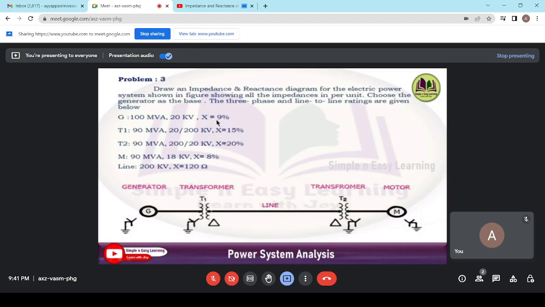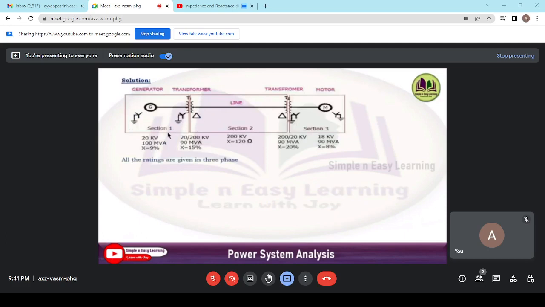Here the reactance value X for generator, transformers and motor is given in percentage. So 9% in the sense it is 0.09 per unit, so you need to consider that as per unit. And the single line diagram is also given here. Generator is connected to transformer 1, then transformer 1 is connected to a transmission line, then it is connected to transformer 2, and then finally it is connected to a motor.